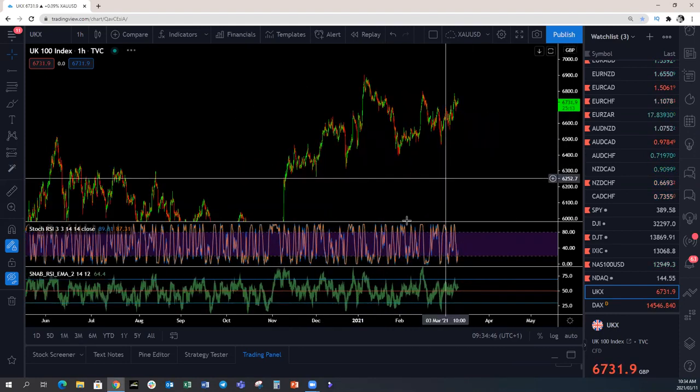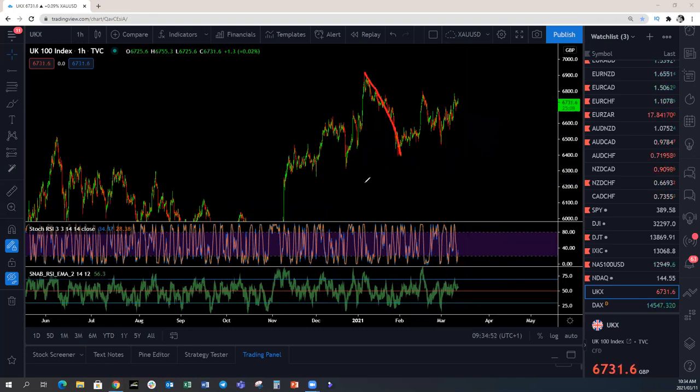So that 3-wave structure is coming from this. We've got a move down here. And after that move, we're seeing this 3-wave structure. Can it push up higher and come back down? We'll see what structure is building there on the UK 100. For now, we're still looking for this to push a little bit higher.